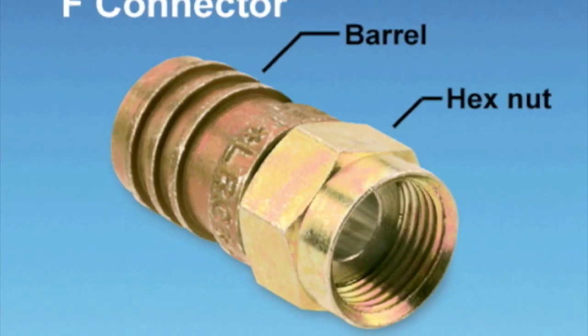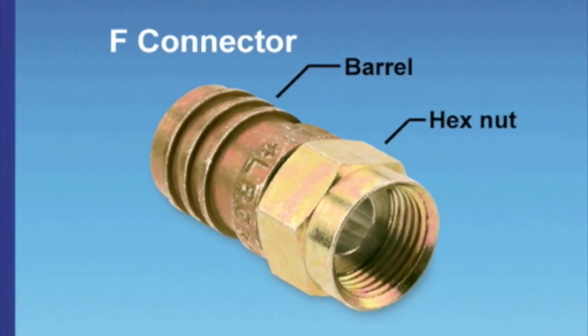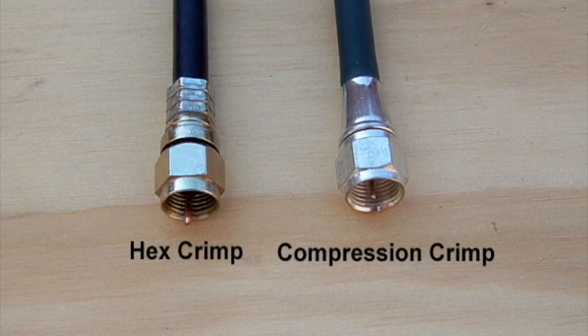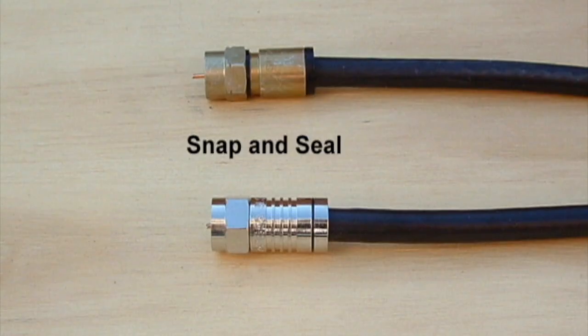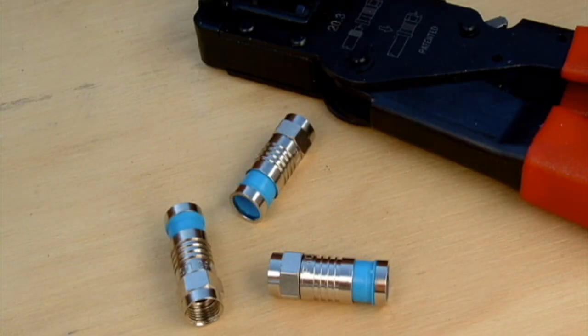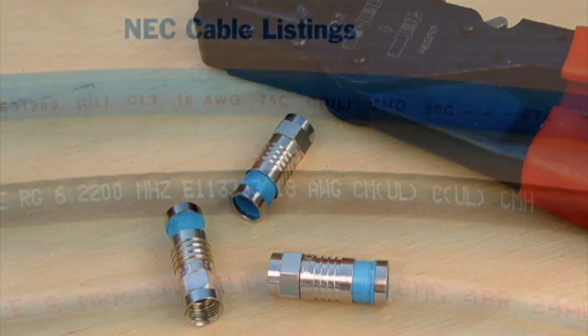The most common F connector uses a threaded hex end and a barrel designed to be mechanically applied to the cable. The most common one-piece connectors are the hex crimp and compression crimp. These incorporate an integral crimp ring for strength and ease of installation. The most common two-piece is the snap and seal connector, applied with a special tool. Newer versions of this connector have the plastic sealing ring already in position on the barrel.